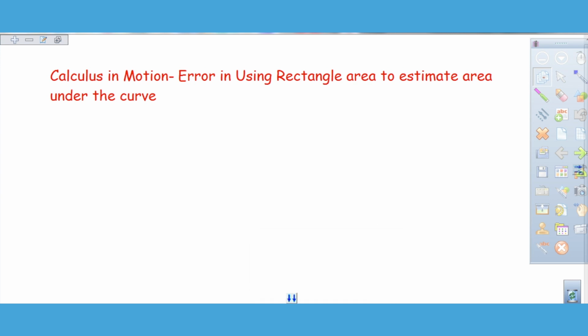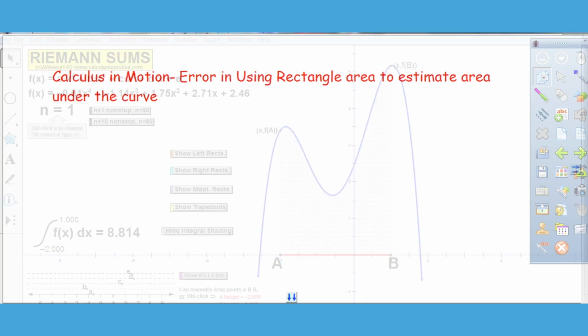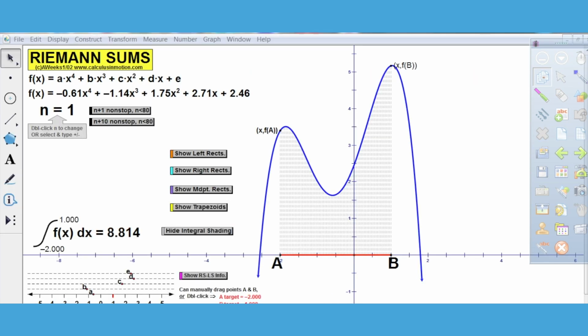I'd like to talk a little bit about how we're going to go from this Riemann sum idea to a definite integral. So this is calculus in motion, and I just want us to conceptually think about a few things.